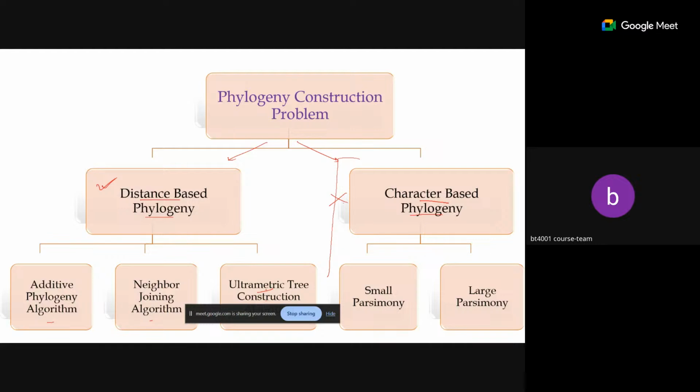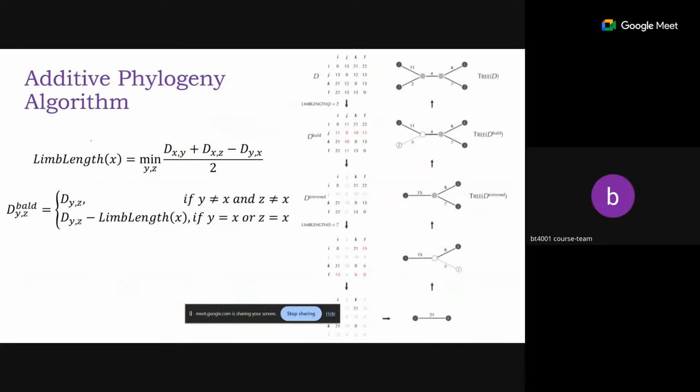Okay, so now this was the additive phylogeny algorithm. This is a formula to compute the limb length. This is a formula to compute D bald. So you compute this limb length and D bald, and once you compute the limb length, then you compute D bald and remove these. You choose a node at random and compute its limb length, then you subtract the limb length from the D matrix to get D bald, then you remove the row and column concerning that particular node.